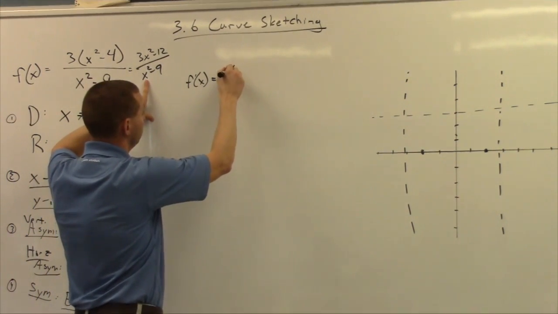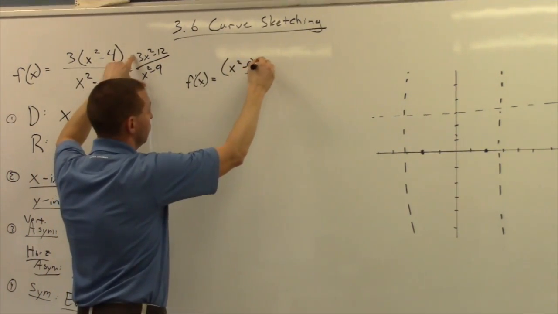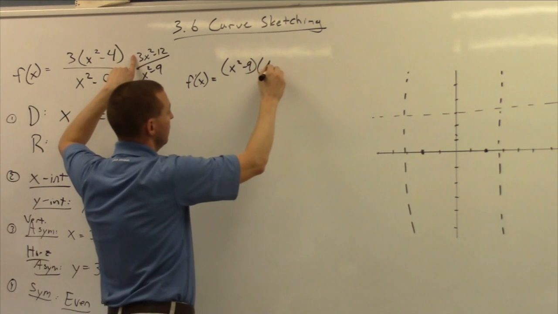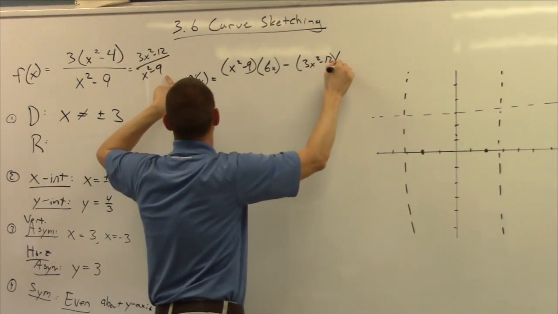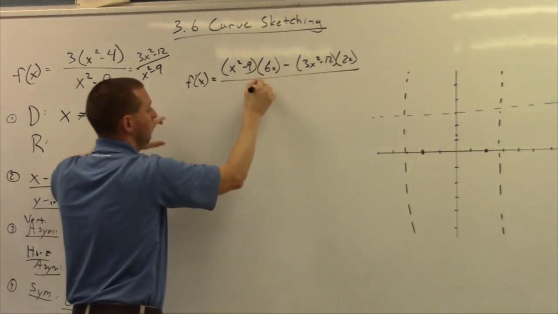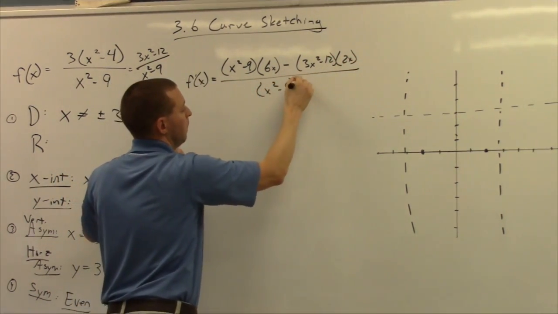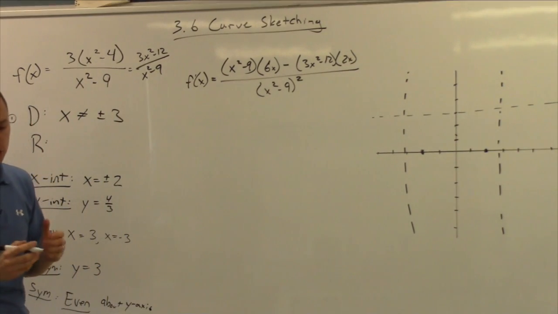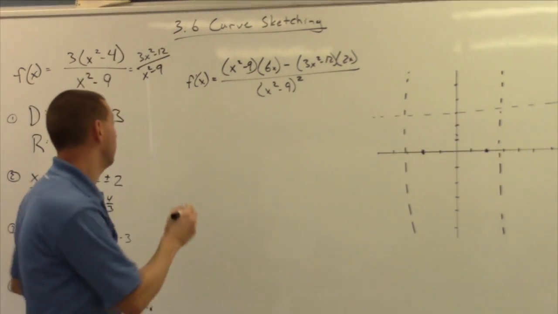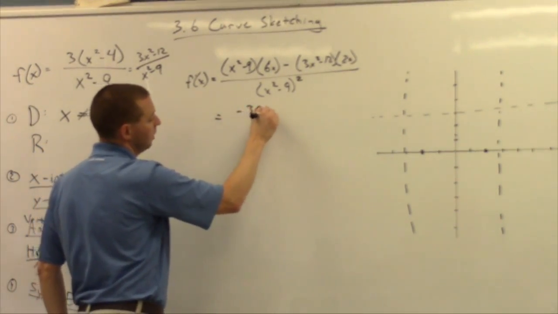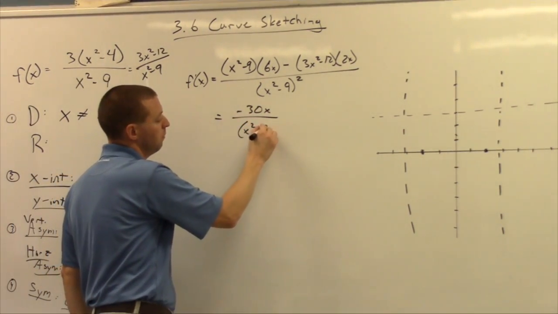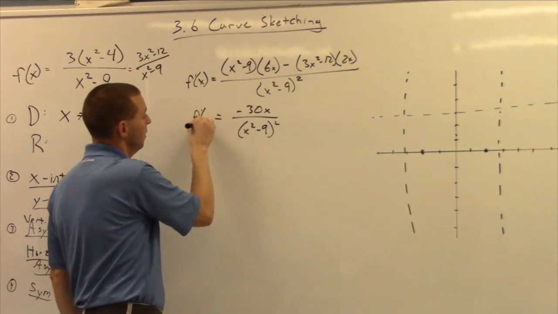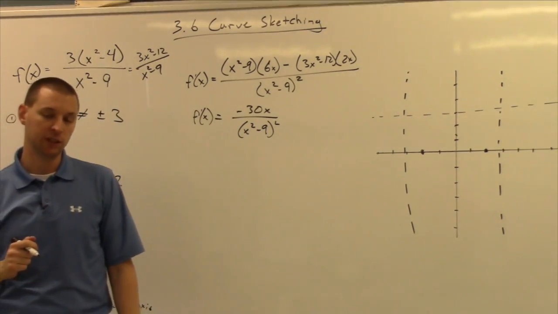So it's the bottom times the derivative of the top. Let's see here, that'll be 6x, minus the top times the derivative of the bottom, all over the bottom squared. I'm going to save you the algebra of simplifying that, and I'll tell you it'll simplify down to negative 30x over x squared minus 9, that quantity squared. That will be the value of my first derivative.